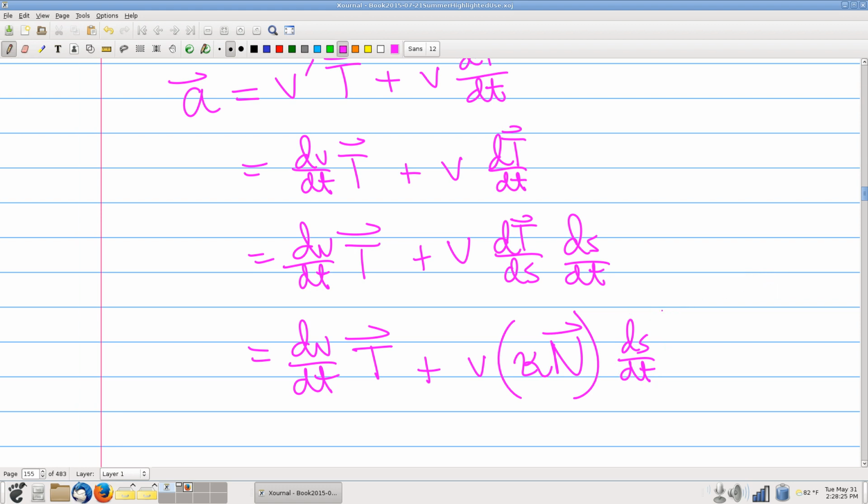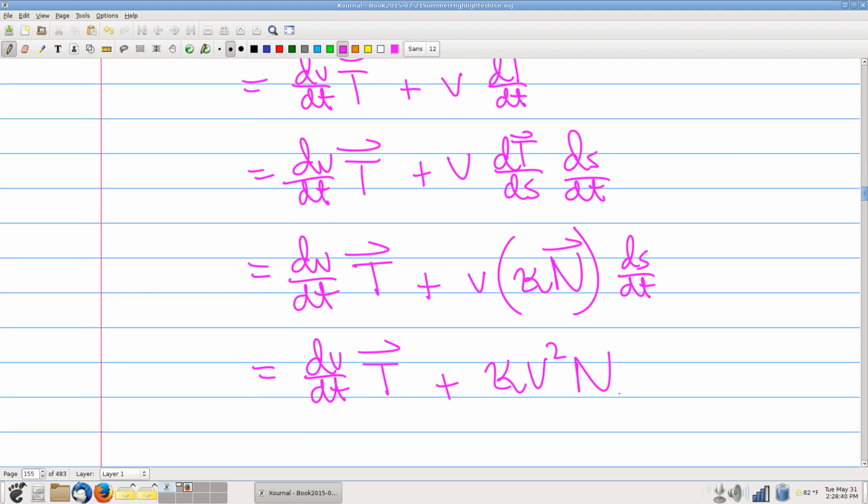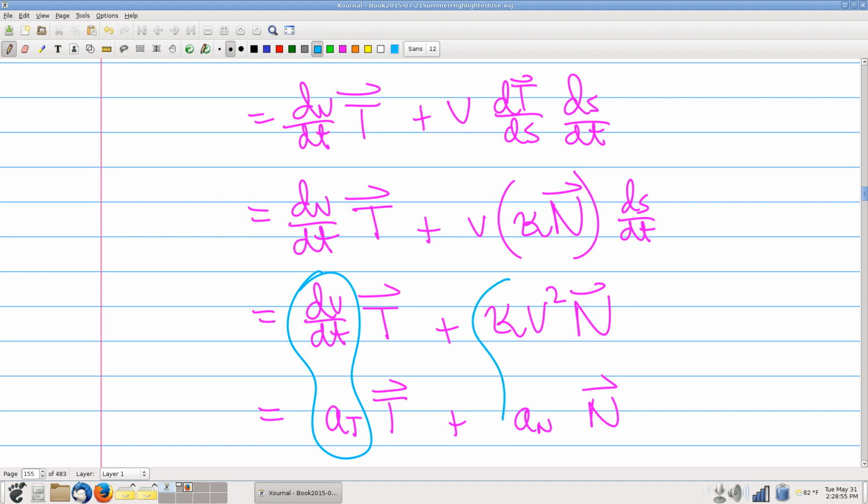So that I can rewrite then as dv dt t plus kv squared n. And that exactly puts this in the form of aT t plus aN n. aT is that, and aN is that. Yeah. Everybody happy?